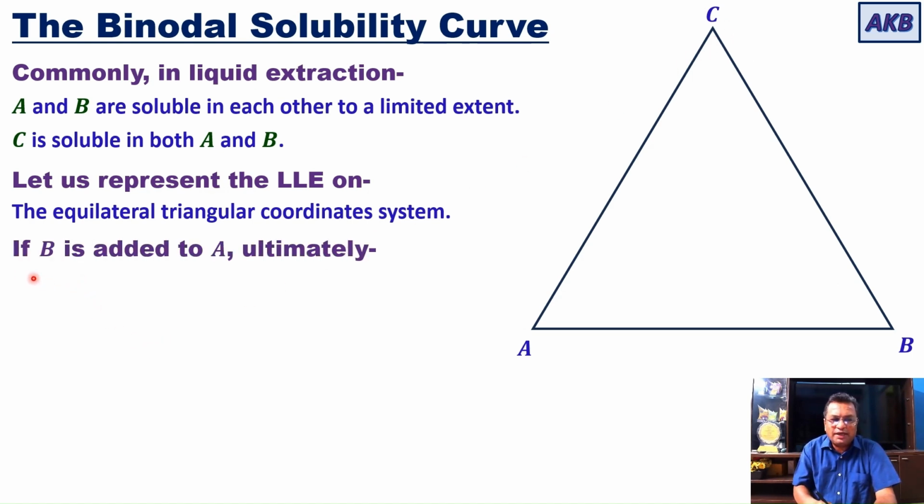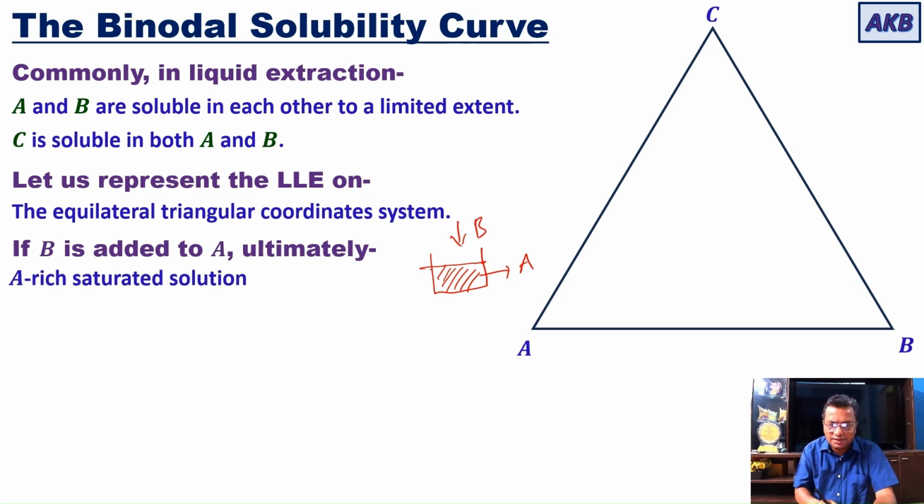Now, if you carry out a task, what is that task? B is added to A. You go on adding B to A. So you are carrying out a task where you have taken A in a beaker. This is A, and now you are adding B to this A. So if B is added to A, ultimately what will happen as you go on adding B to A?